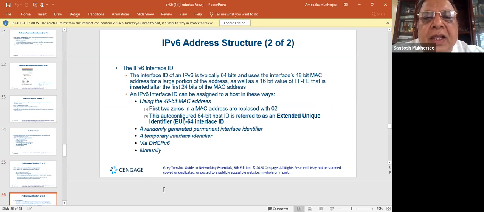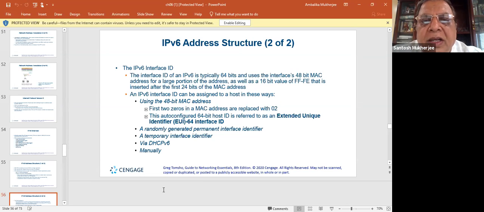The interface ID in IPv6 is typically 64 bits. It uses the 48-bit MAC address for a larger portion of the address, as well as a 16-bit value that is inserted from the 24 bits of the MAC address. An IPv6 interface ID can be assigned to a host in these ways using the 48-bit MAC address. First, the two zeros in the MAC address are replaced by 02. This auto-configured 64-bit ID is referred to as an extended unique identifier interface ID.